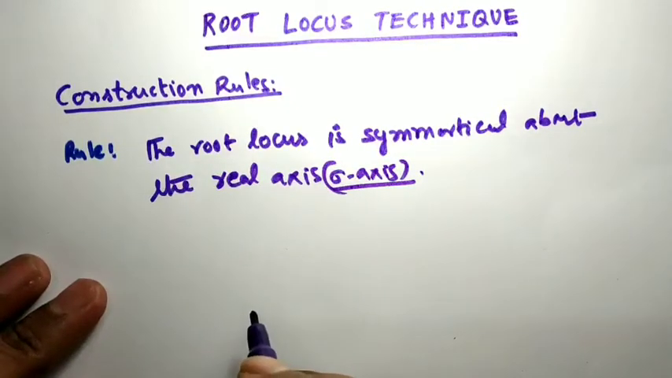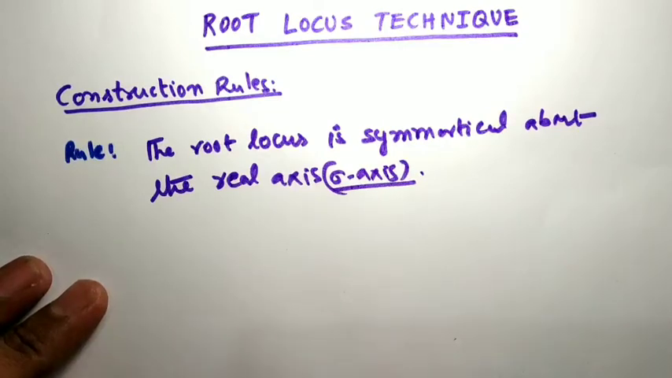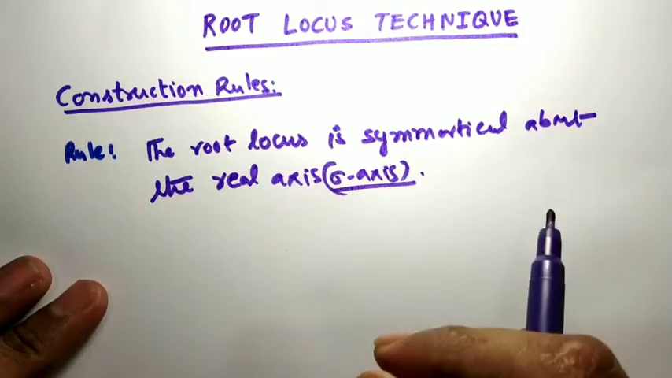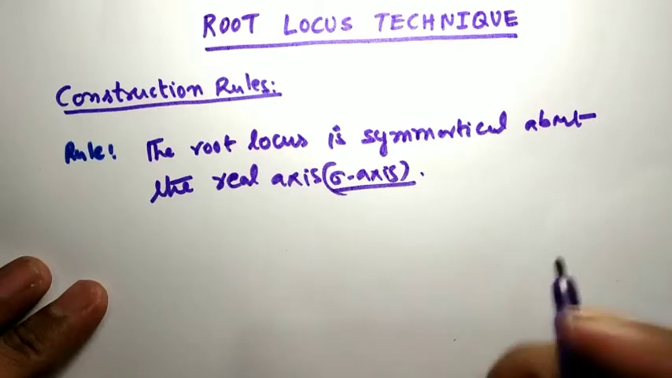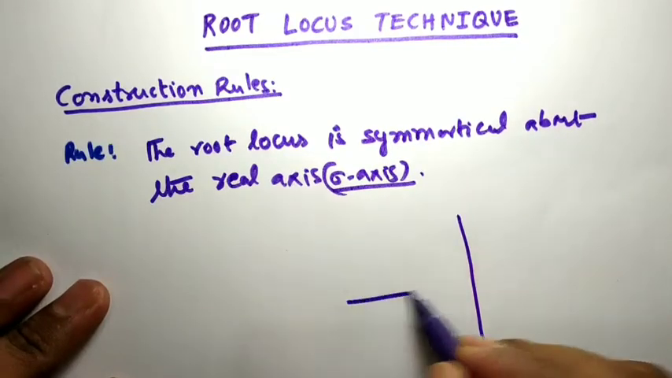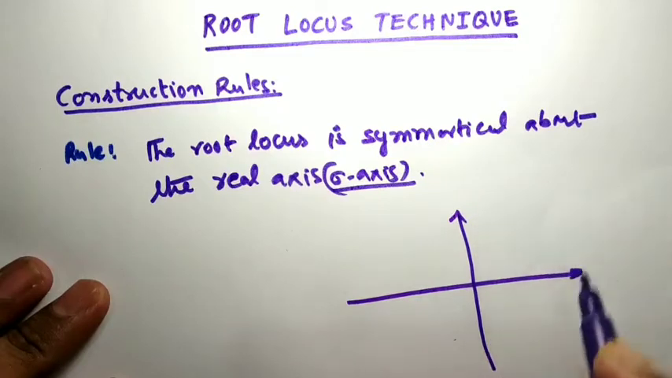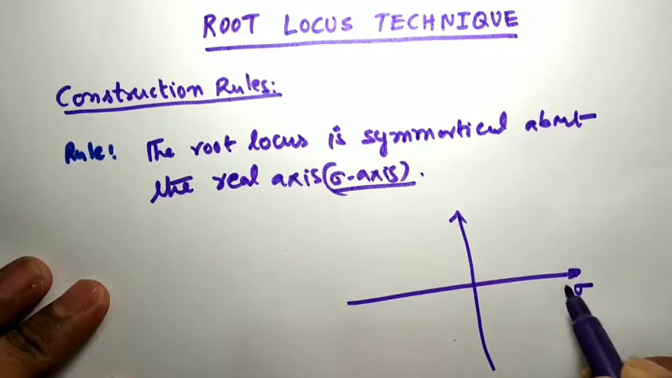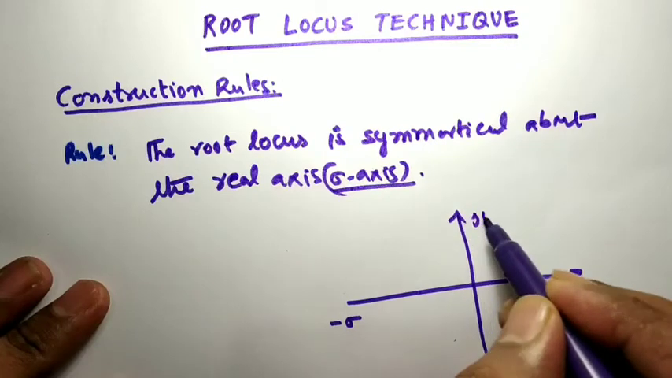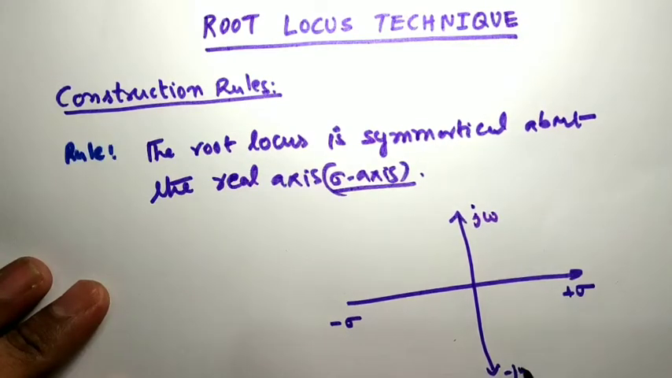Here we know that the roots of the characteristic equation are either real or complex conjugate or a combination of both. Therefore, their locus must be symmetrical about the real axis of the S plane. This is the S plane, this is positive sigma, negative sigma, this is j omega, this is minus j omega. This entire positive to negative line is the real axis.